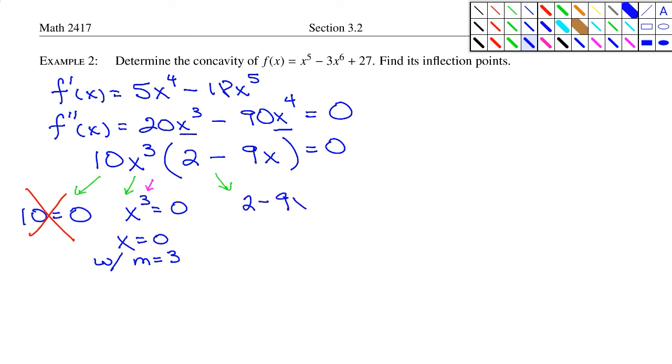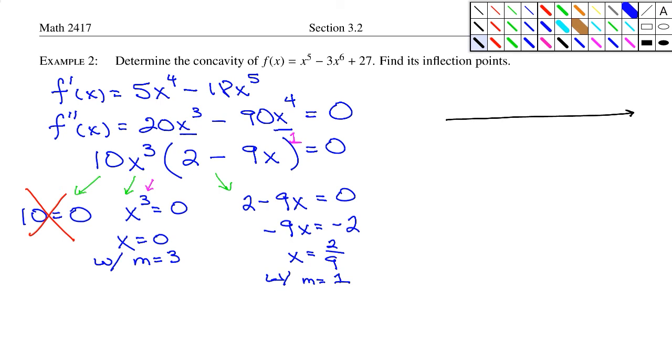Finally, we have 2 minus 9x equals 0. And if we solve for x, we get 2/9. Now this has multiplicity 1 because the factor that gave us this 0 had an exponent of 1. Even though it wasn't written, it really was a 1. Next, let's draw our sign chart. So we have x, and we're testing f double prime. We have 2 zeros to put on the sign chart. We have x equals 0, and we have x is equal to 2/9.